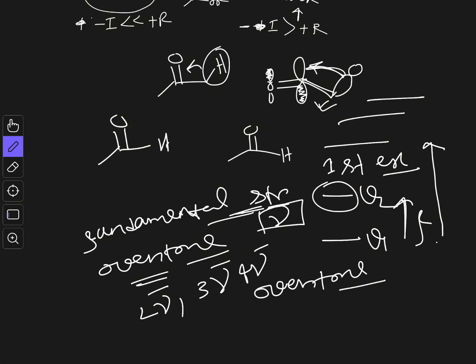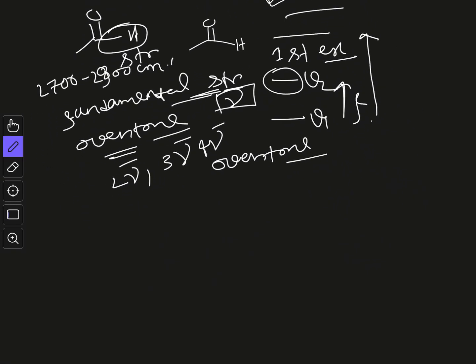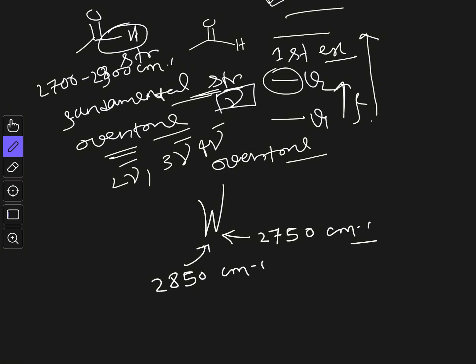So in case of aldehyde, for this CH bond, the stretching of this CH, we get a spectra at around 2700 to 2900 centimeter inverse, and we get two distinguished peaks. So the peaks are like this. One is at around 2750 and another one is at around 2850 centimeter inverse. And this occurs from the Fermi resonance.